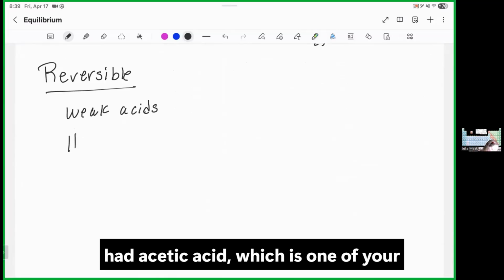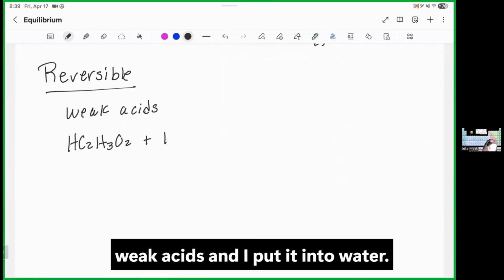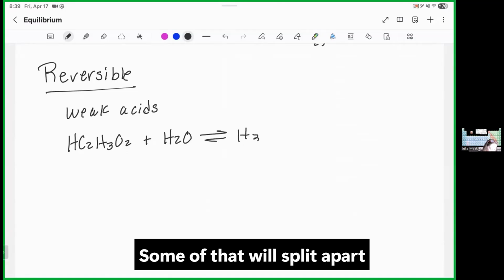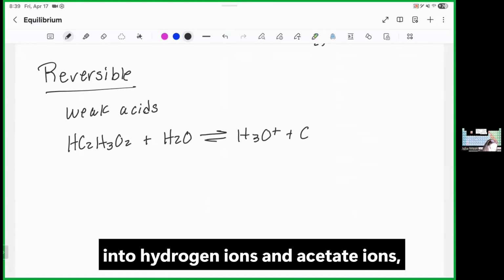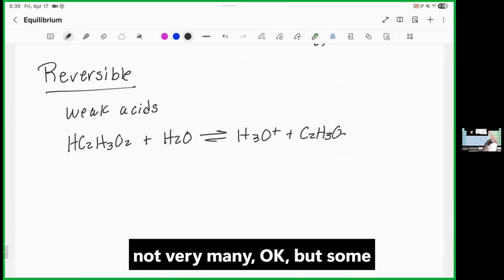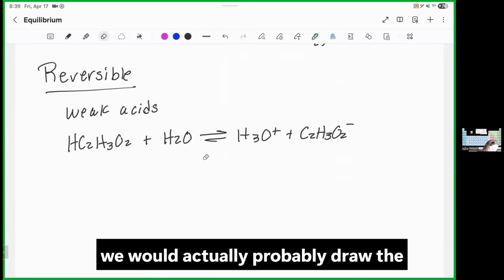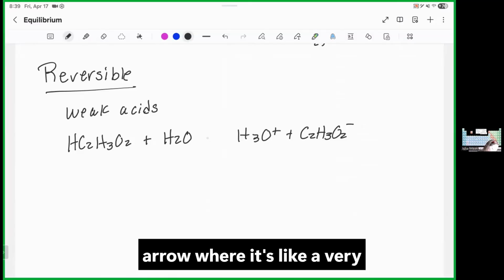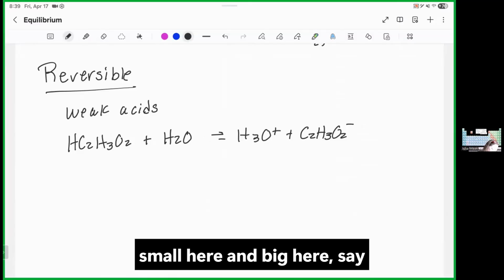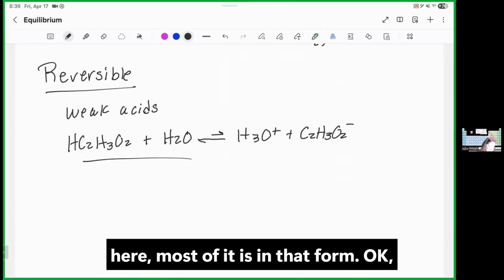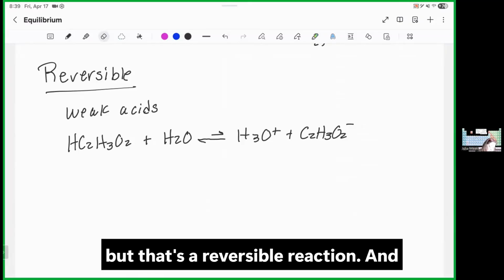Okay, so like if I had acetic acid, which is one of your weak acids, and I put it into water, some of that will split apart into hydrogen ions and acetate ions. Not very many, okay, but some of them do split apart. So we would actually probably draw the arrow where it's very small here and big here, saying most of it is in that form. Okay, but that's a reversible reaction.